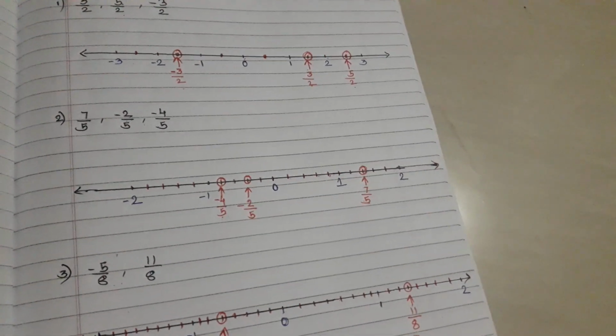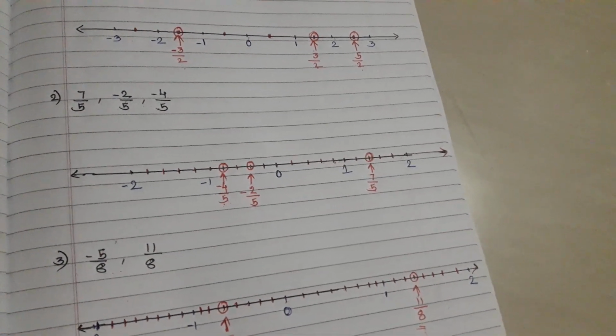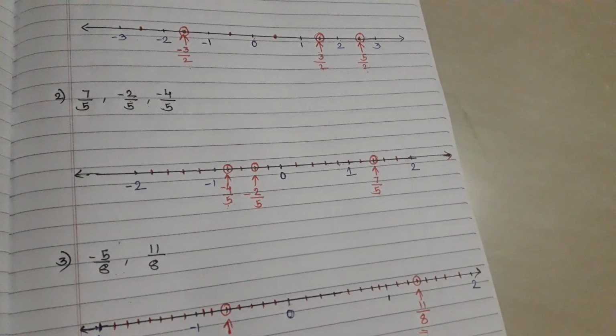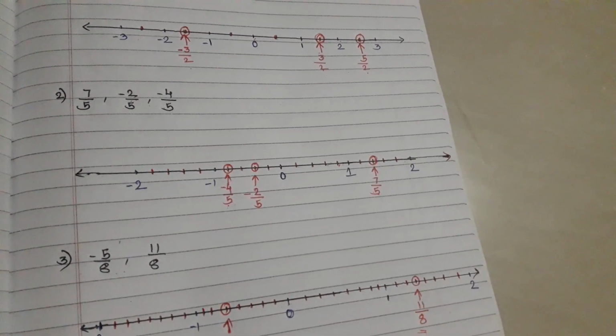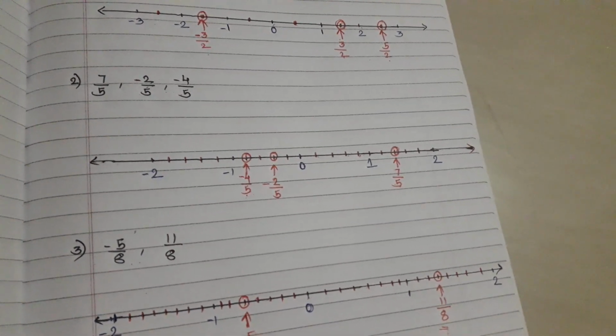And now students, solve the fourth example in your notebook, that is 13 upon 10 and minus 17 upon 10. Try to solve this on the number line.